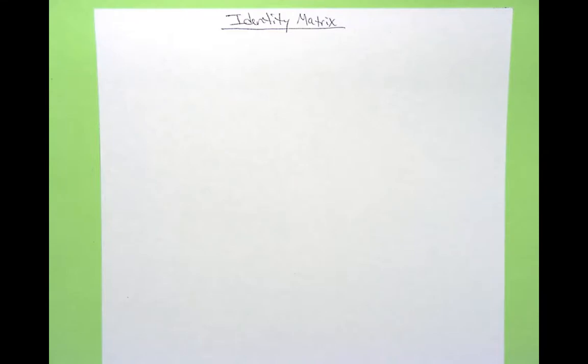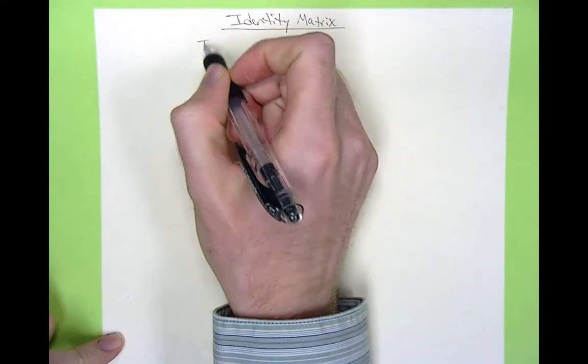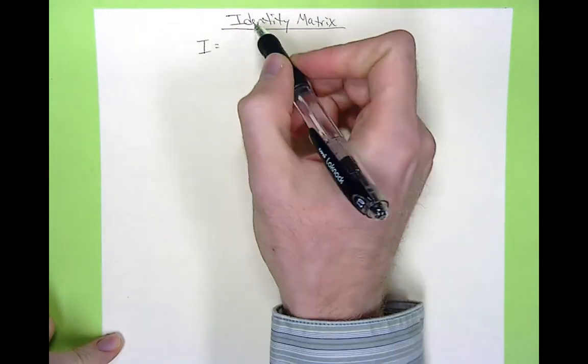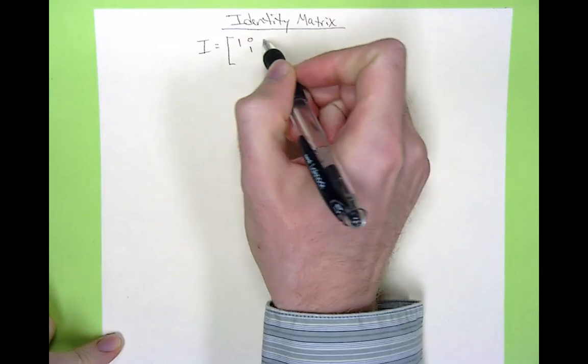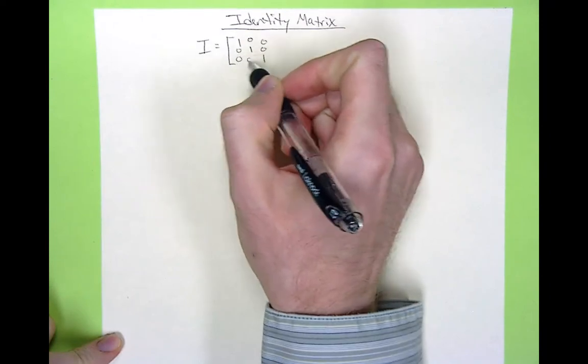This video is on the identity matrix. An identity matrix is a diagonal matrix with ones down the diagonal. Because it's a diagonal matrix, it's a square matrix. So just to simply demonstrate, we can have a 3 by 3 identity matrix with the ones down the diagonal and zeros everywhere else.